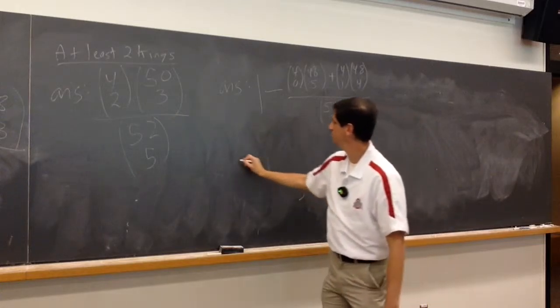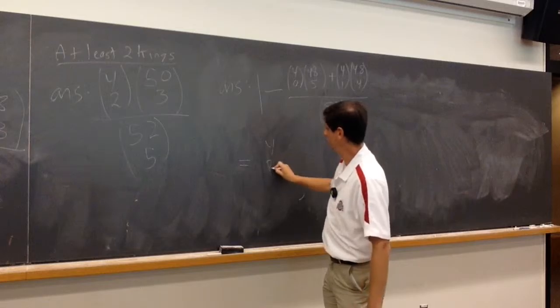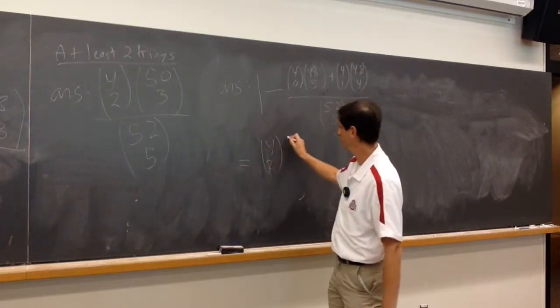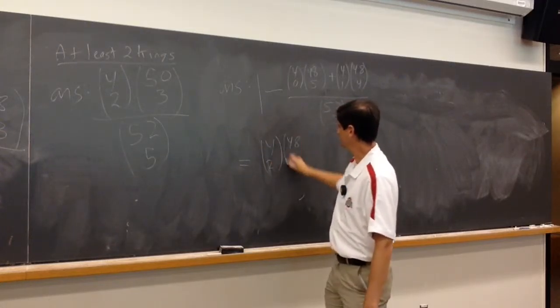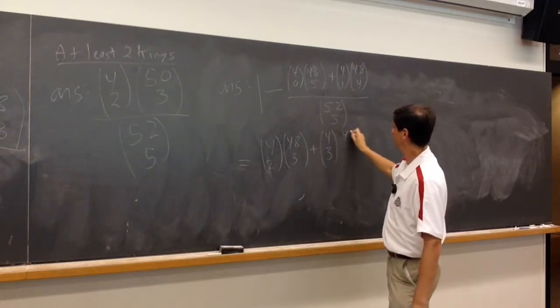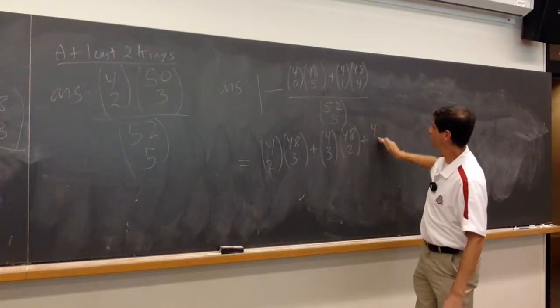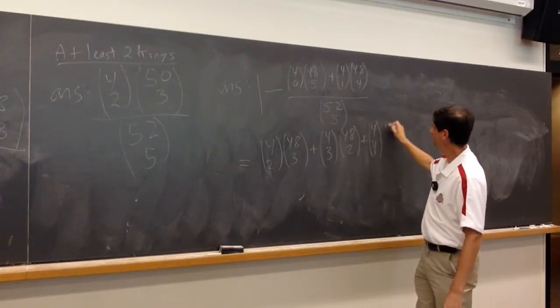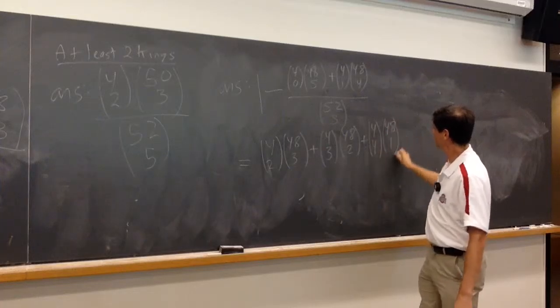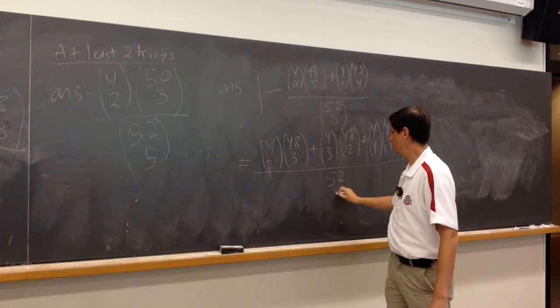You could also do it as the probability I have 2 kings, 4 choose 2, 48 choose 3, plus the probability I have exactly 3 kings, 4 choose 3, 48 choose 2, and then the probability I have 4 kings, 4 choose 4, 48 choose 1, divided by 52 choose 5.